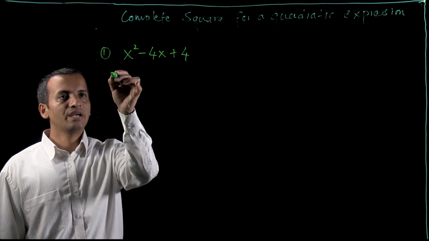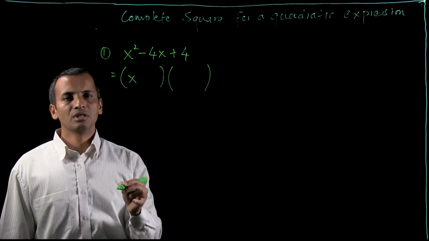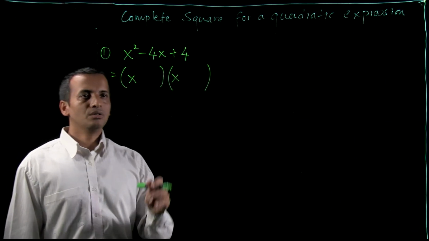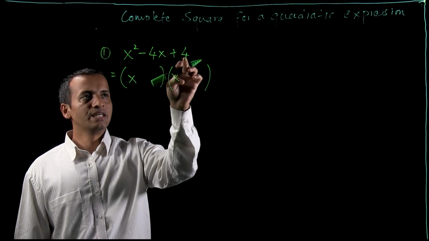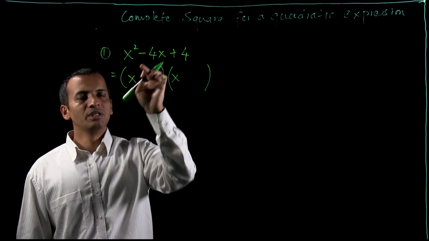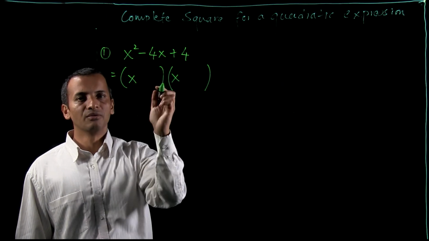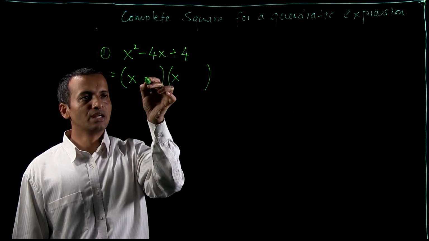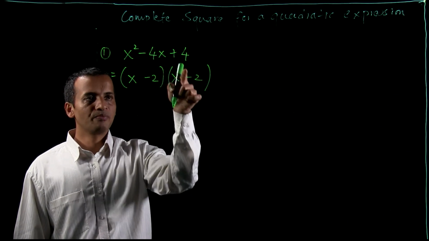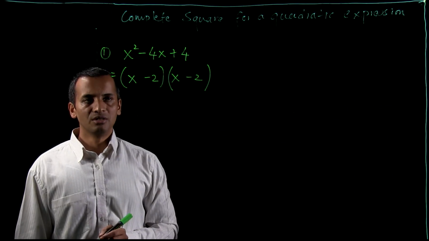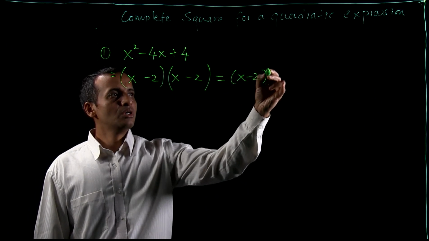The idea is you write two parentheses, write an x in one, and write an x in the other. You want two numbers for the blanks whose product is positive 4 and whose sum is negative 4. Those two numbers are negative 2 and negative 2. If you add them, you get negative 4, and if you multiply, you get positive 4. So this can be written as (x minus 2) squared.